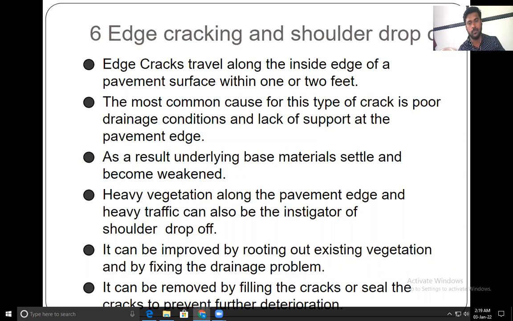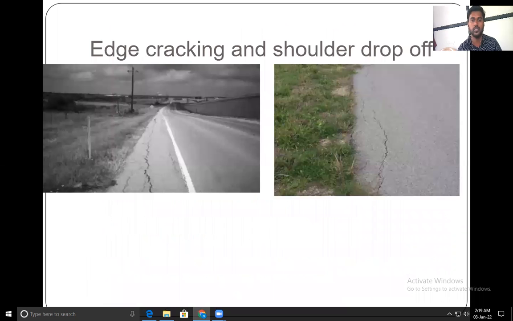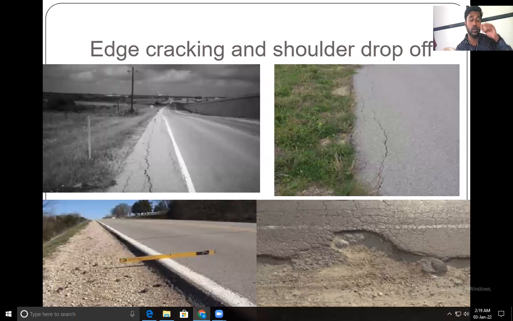Then the edge cracking. Edge cracking is what you can see first in the figure. You can observe here edge cracking and the shoulder drop. Along the edges, cracks are formed. They are mainly formed due to what you can see here, this grass and all that. If the roots of the shrubs and grass enter into the base of the pavement, it will lose the soil beneath due to the roots. So what will happen? The cracks will be there at the edges. That is the main reason.